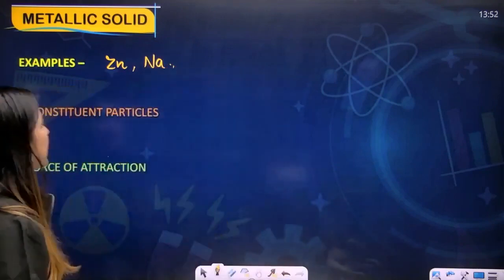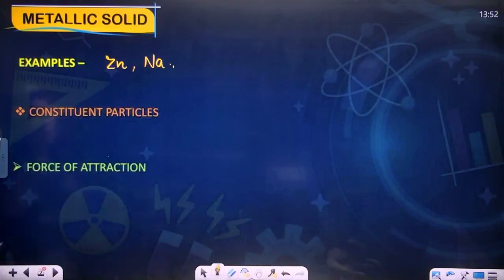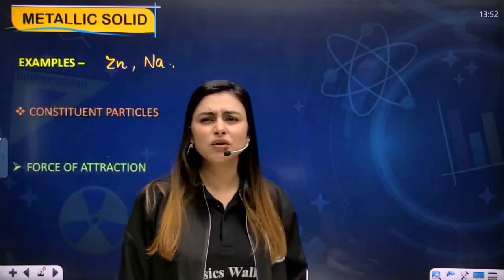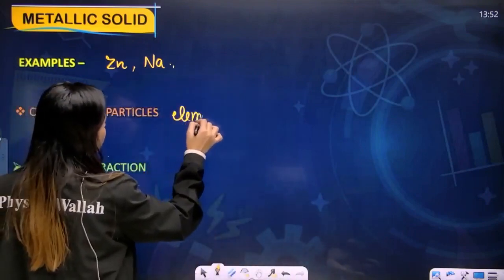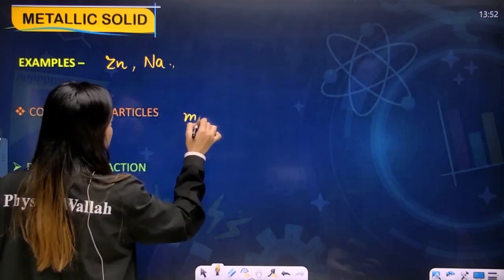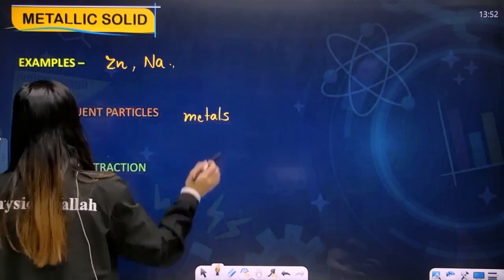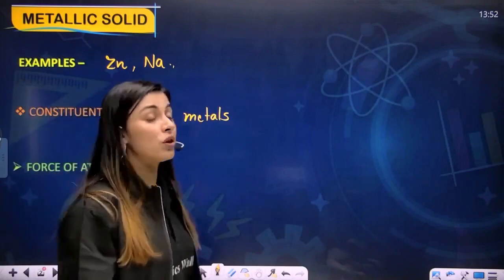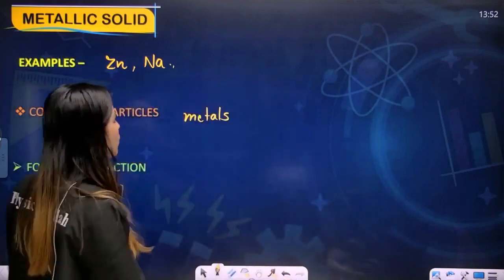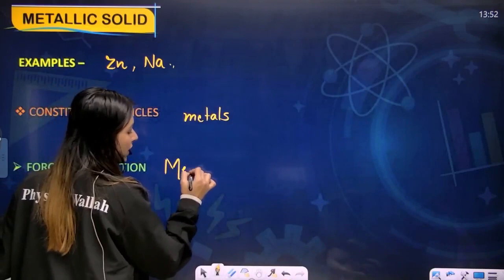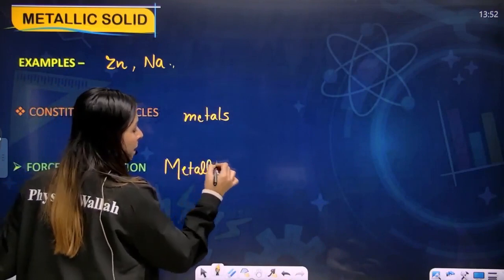The second thing is constituent particles. What are the particles, my dear students? They are metals, right? They are elements. I hope you're clear with this. The constituent particles, can I write it here, metals? Yes, metals are your constituent particles. And what is the force of interaction? The force of interaction is metallic bonding. Can I say the force of interaction is metallic bonding? Yes. So let's say that it is metallic bonding. Now I'll make you understand everything.